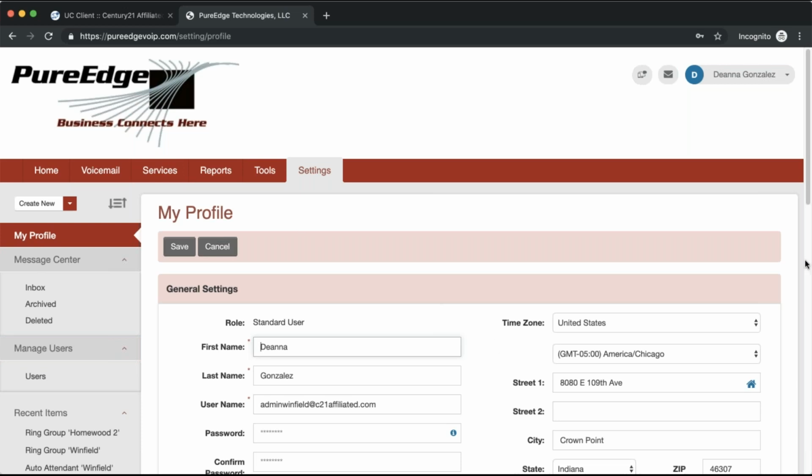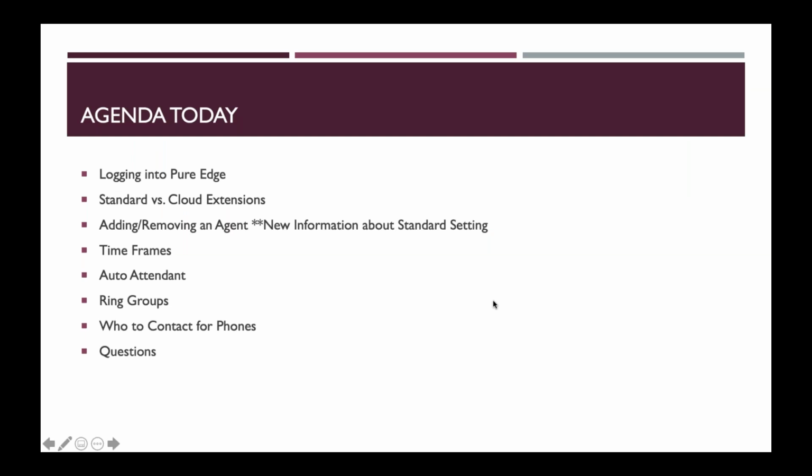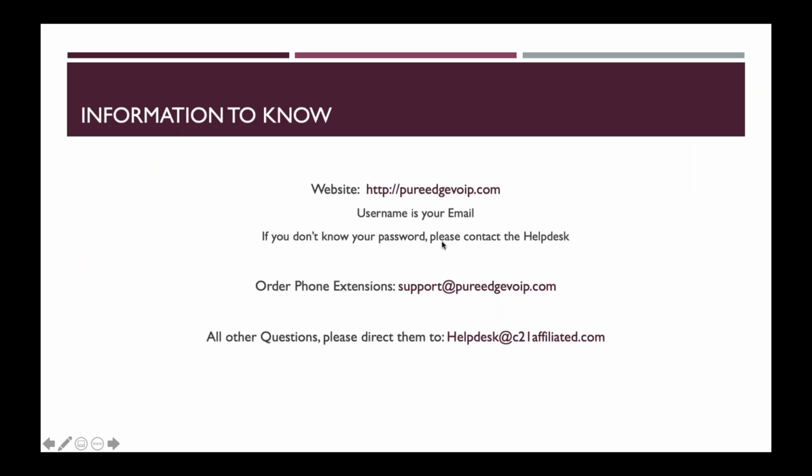A couple of other things. Let me jump back over to my sharing. So again, the website, and I'll send this again to you guys, is https://pureedgevoip.com. Your username is going to be your email. If you don't know your password, please contact the help desk, and we'll be able to help you.